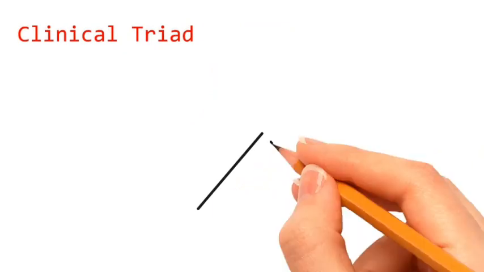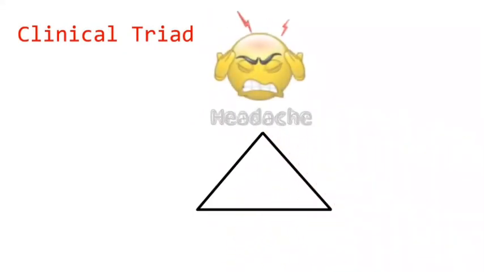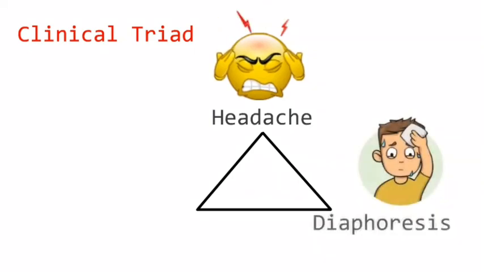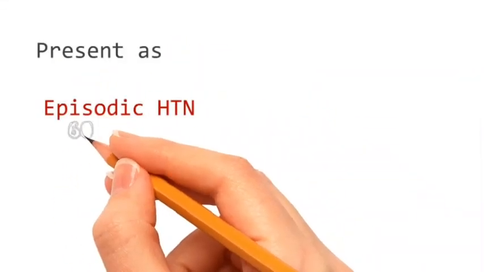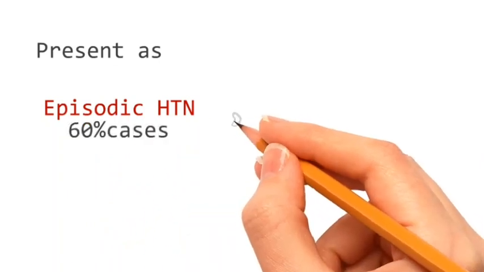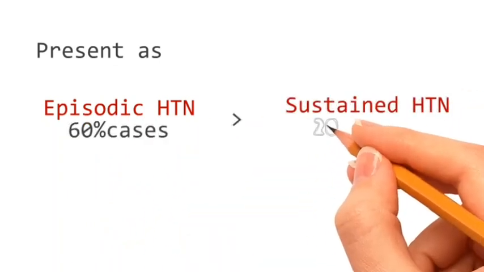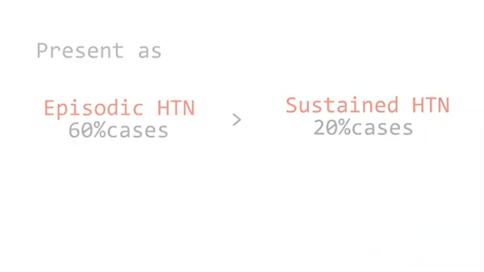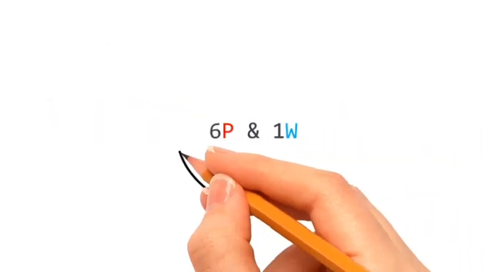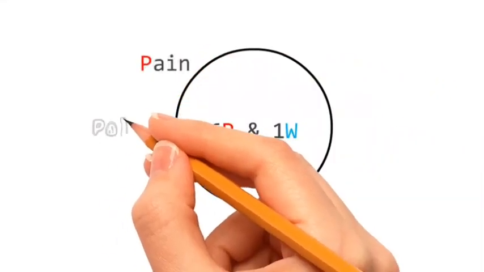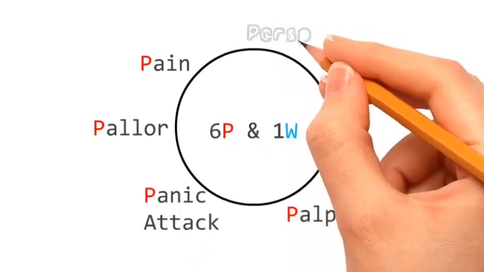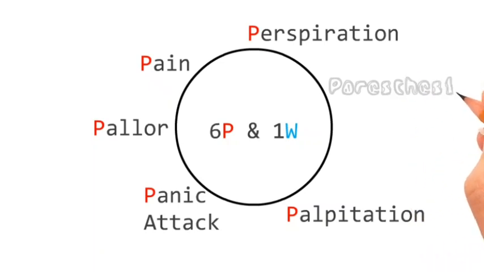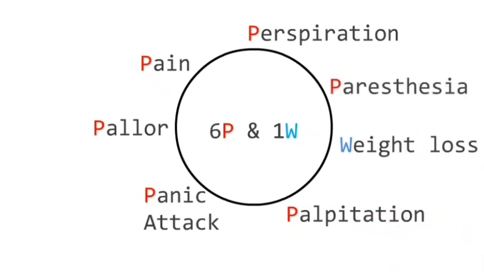The clinical triad of pheochromocytoma includes headache, diaphoresis or excessive sweating, and palpitation. The usual presentation is seen with 60% of the cases having episodic hypertension and 20% of the cases with sustained hypertension. The other features include pain, pallor, panic attack, palpitation, perspiration, paresthesia, and weight loss.